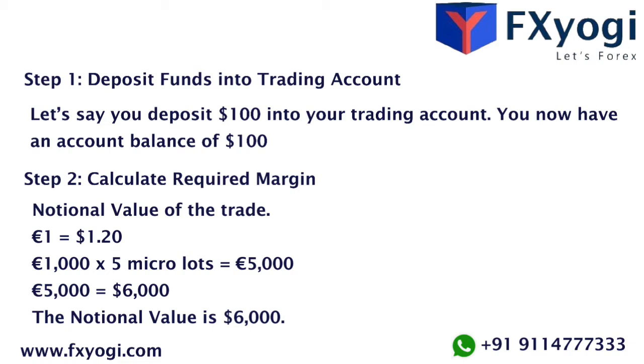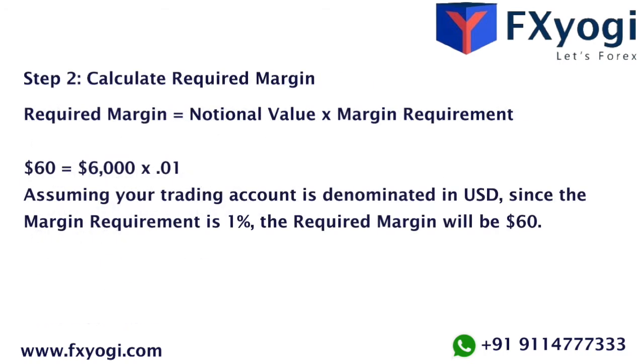So 1 euro equals 1.20 USD. 1000 euro times 5 micro lots equals 5000 euros. 5000 euros equals $6,000. The notional value is $6,000 in this case. Now we can calculate the required margin. Required margin equals notional value times margin requirement. In this case, $60 equals $6,000 times 0.01. Assuming your trading account is denominated in USD, since the margin requirement is 1%, the required margin will be $60.